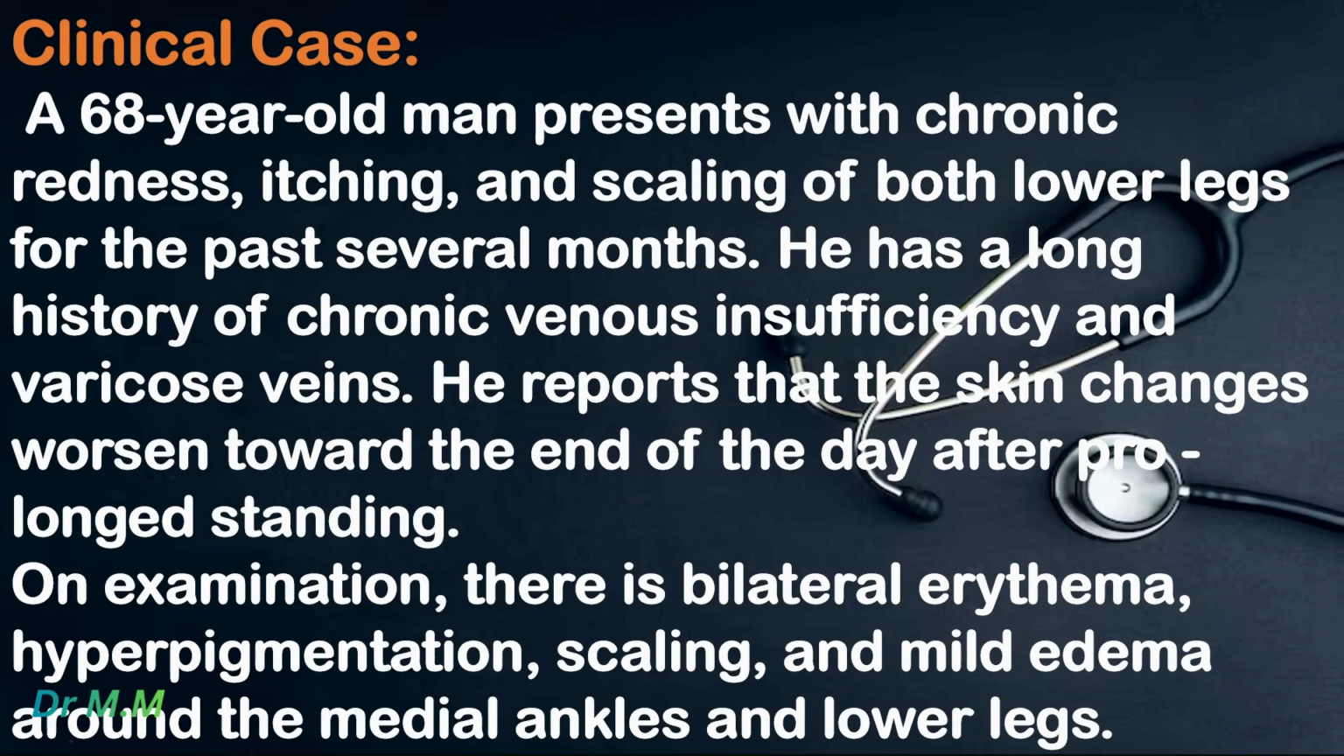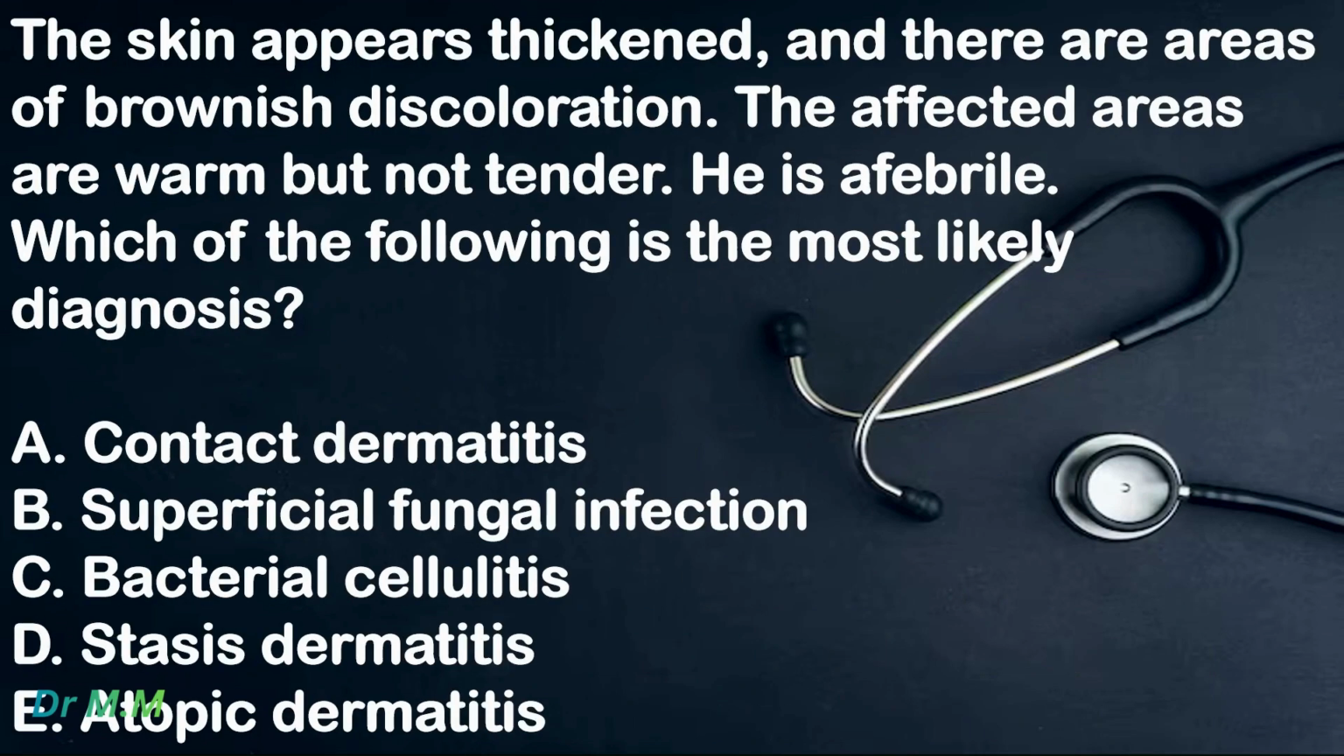Clinical case. A 68-year-old man presents with chronic redness, itching, and scaling of both lower legs for the past several months. He has a long history of chronic venous insufficiency and varicose veins. He reports that the skin changes worsen toward the end of the day after prolonged standing. On examination, there is bilateral erythema, hyperpigmentation, scaling, and mild edema around the medial ankles and lower legs. The skin appears thickened and there are areas of brownish discoloration.